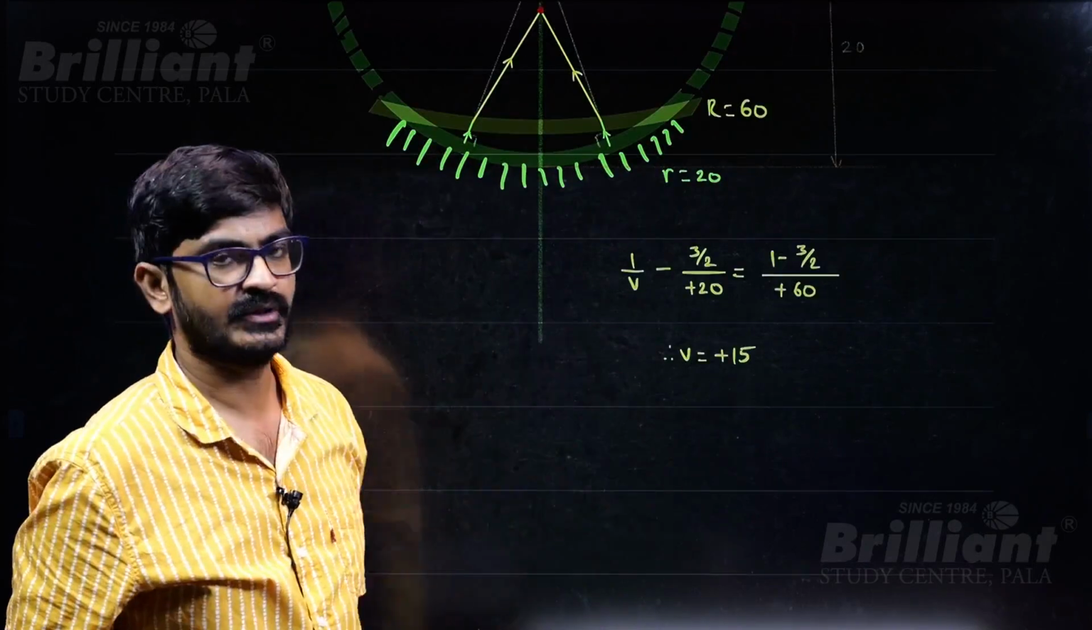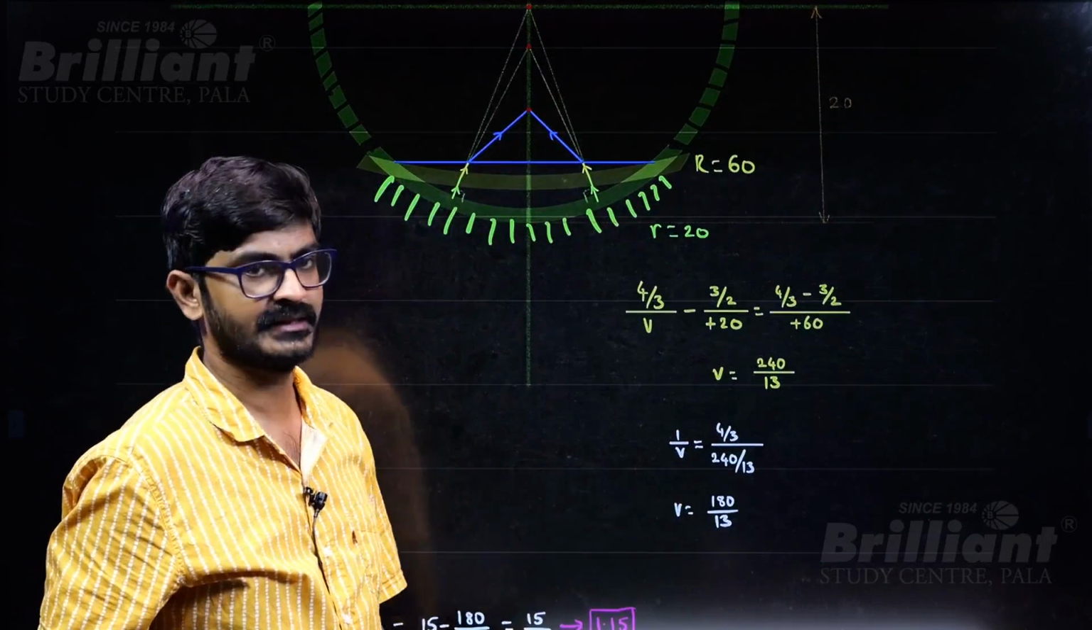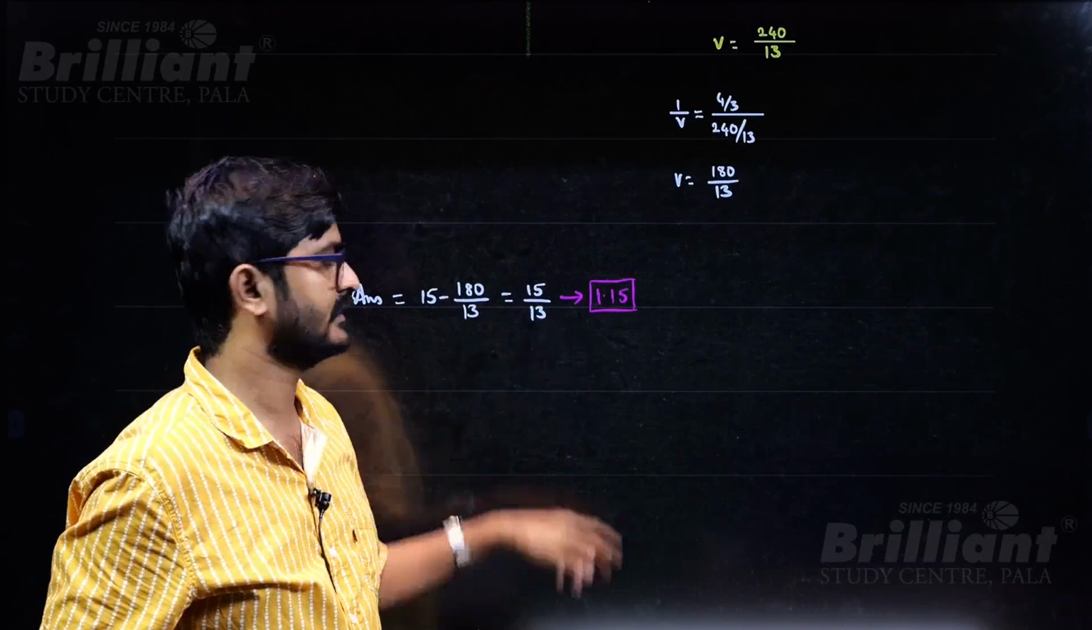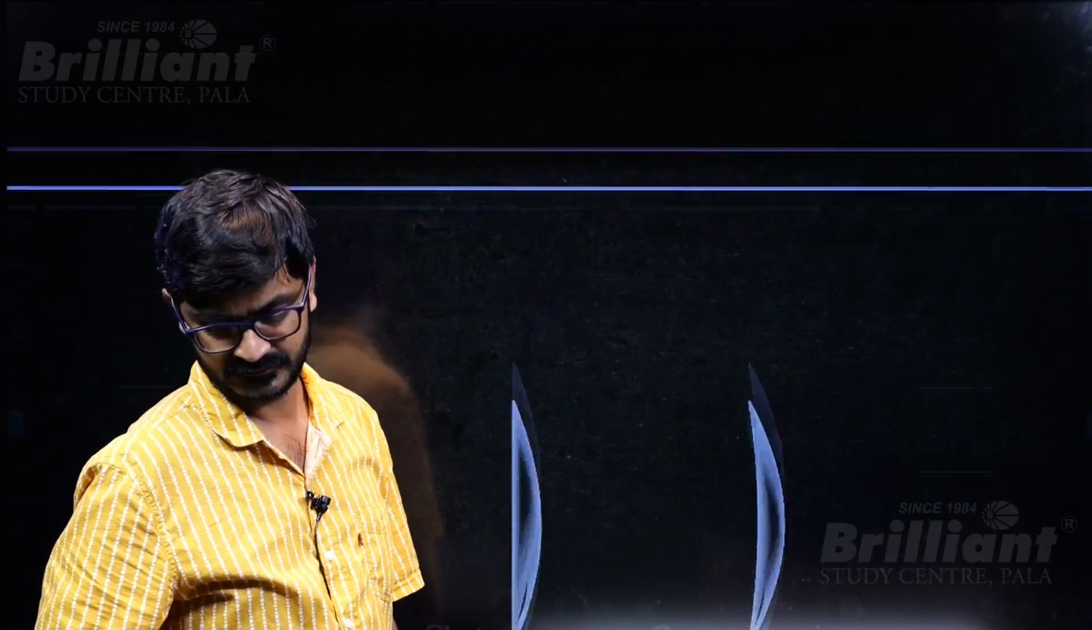In the previous case, you were putting it at 15, now you are putting it at 180 by 13. So the shift, the change they are asking for, is 15 minus 180 by 13, that is 15 by 13, right?